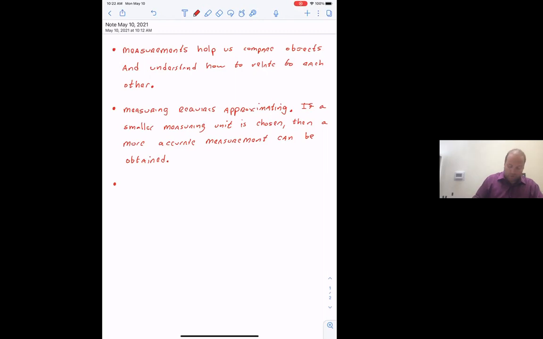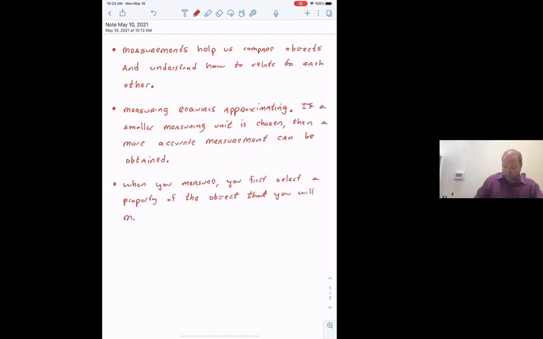Number 3: when you measure, you first select a property of the object that you will measure. What is it that we are after?